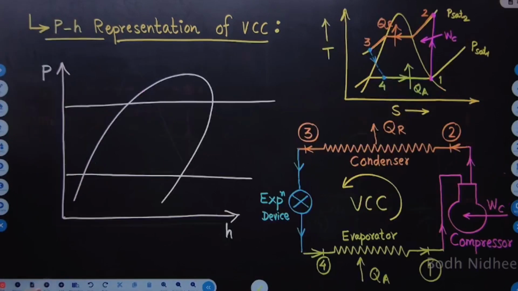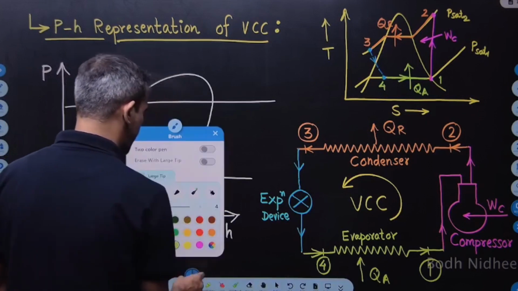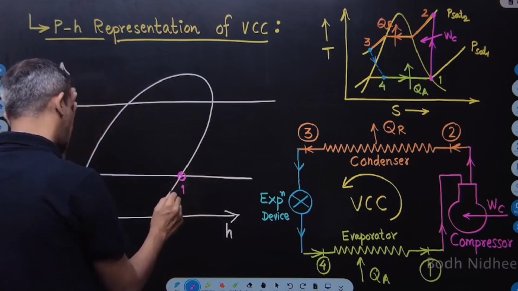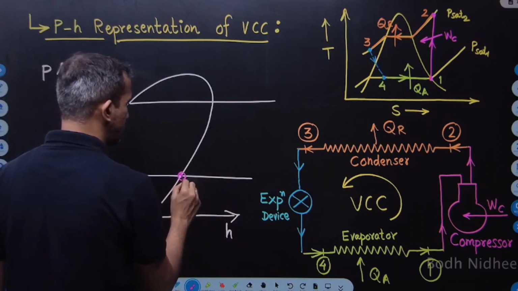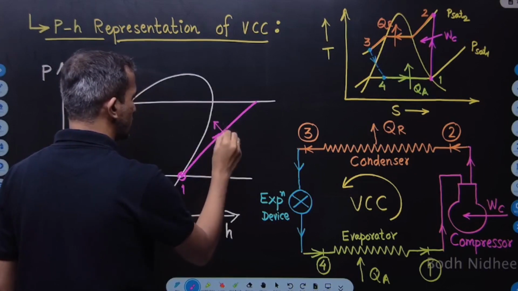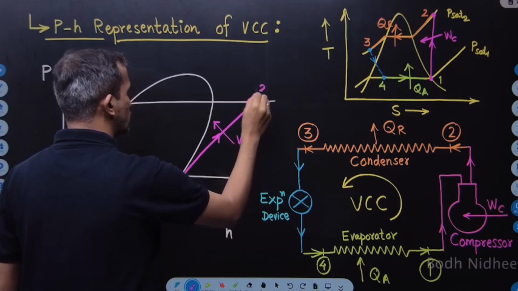So if I want to see the pH representation of the simple vapor compression cycle, this may go in the same fashion. The starting point, let's say, is saturated vapor at the inlet of the compressor. Now the isentropic line on the pH diagram looks like this. So it is isentropic compression. Then I'll get point number 2, which is a superheated vapor.